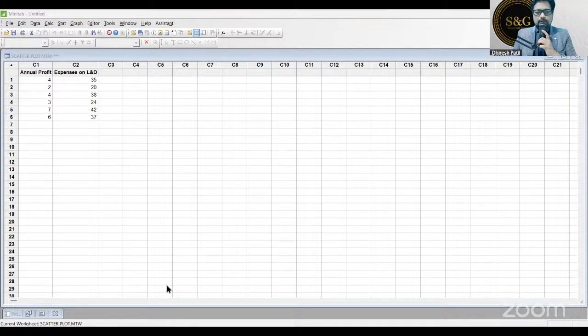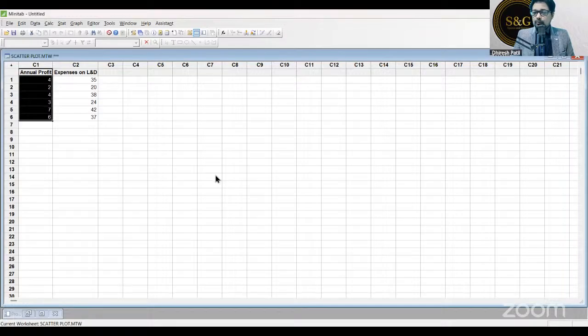All right. So let's try to understand the data first. They have collected 6-year data of a company, of an organization. Here is the annualized profit in the first column, in rupees, in crores. For example, the first year they had 4 crore rupees of profit after tax.